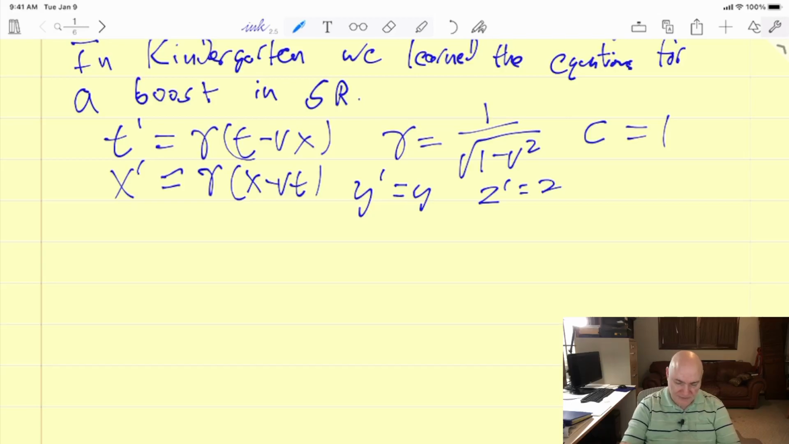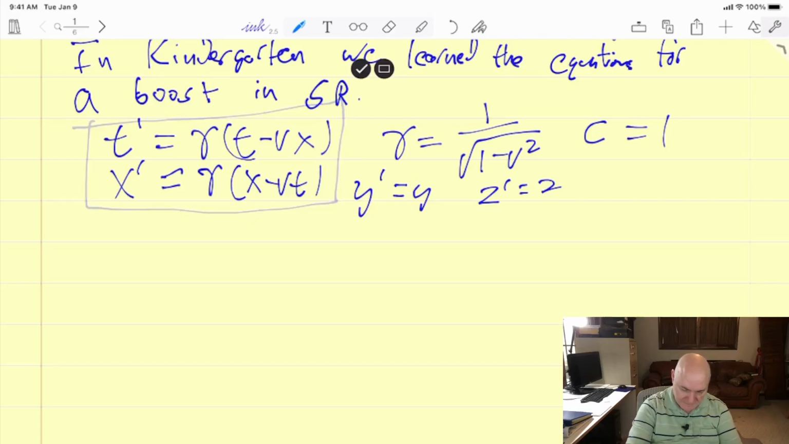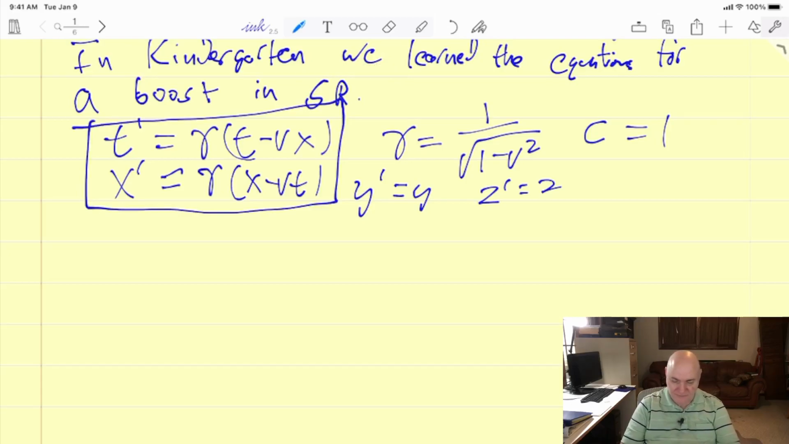So these are the equations of special relativity. It's really just these two. And it's amazing how much you can get from those two equations, along with, I guess, this.